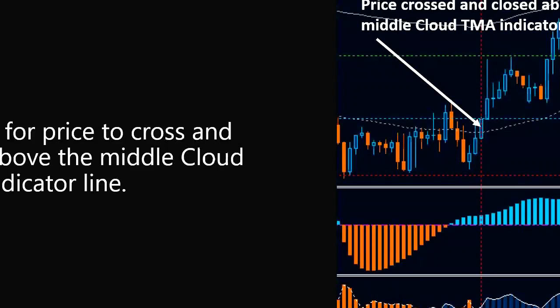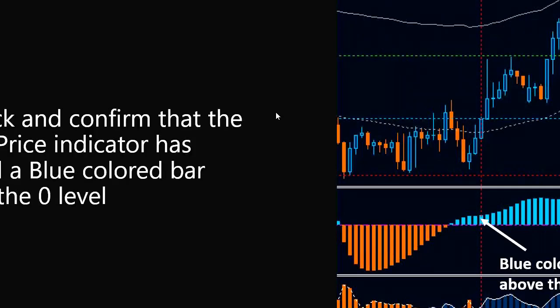The first thing we want to do is wait for price to cross and close above the middle cloud TMA indicator line. As in the image here, you'll see where the arrow points out, price moved up from below and closed above the middle cloud TMA indicator line. That's the first thing we're looking for.